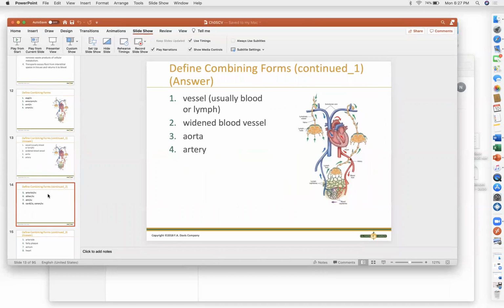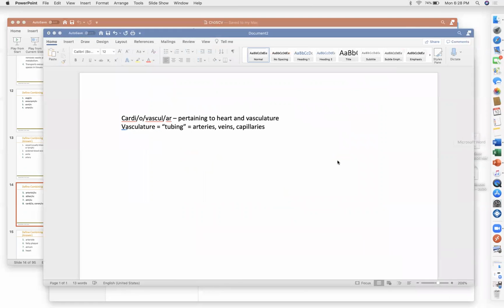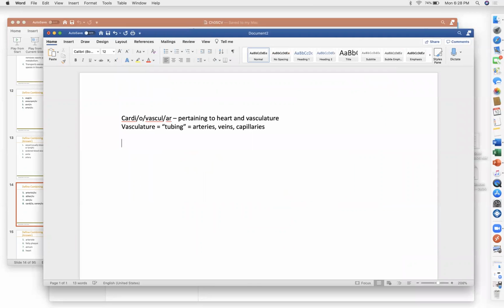Aorta, artery, what were we doing? Athero. So athero, let's look at some potential words here, because it doesn't look like they're giving us, they're just going through defining forms. Or maybe later they're going to go through stuff. But let me just give you some words. So arterio, right?